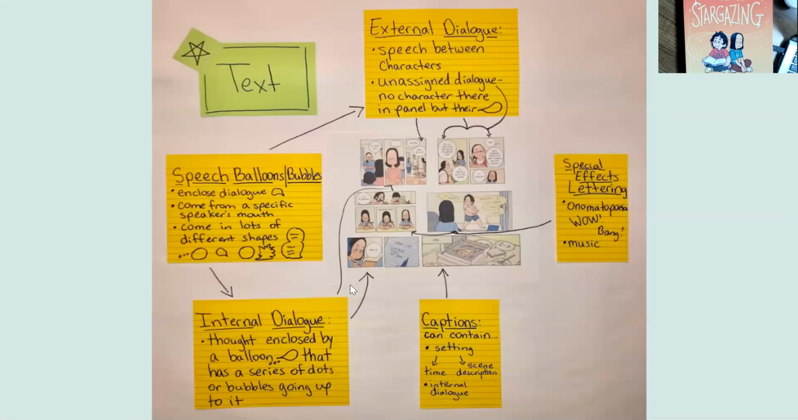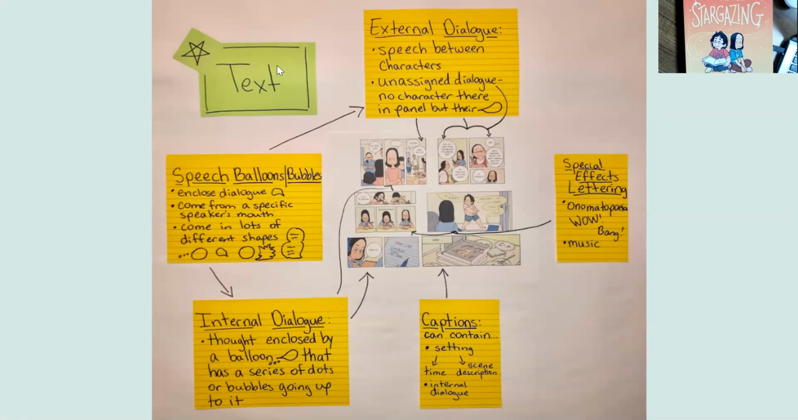So for example, here is our anchor chart that we're going to be working with today. This will be posted on eClass for you, so that way you can go back and have a reference. Let's take a look at an example. So here we have a few pages from our book, Stargazing.